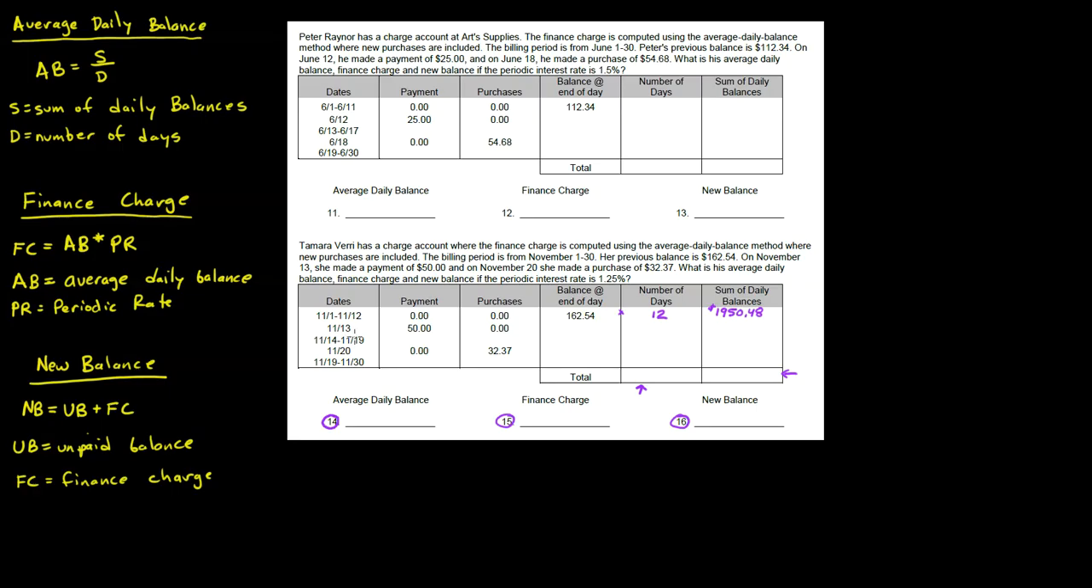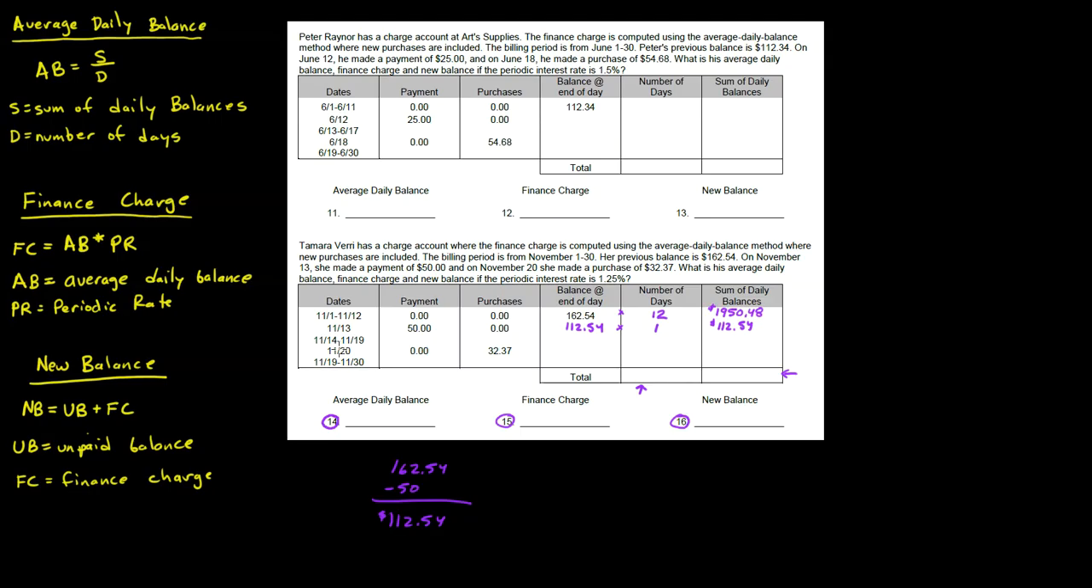On 11/13, something happened. And if I look up here, it tells me that there was a payment. The payment was $50. We filled that in for you. So the balance at the end of the day, well, I used to owe $162.54, but I made a payment of $50. So now I only owe $112.54, right? So the balance at the end of the day now is $112.54. This is just one day. So I multiply that out and I get $112.54.